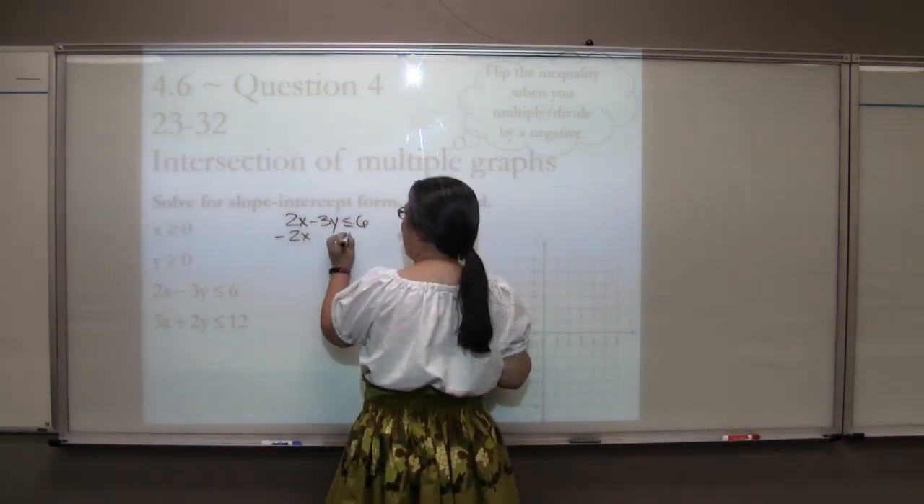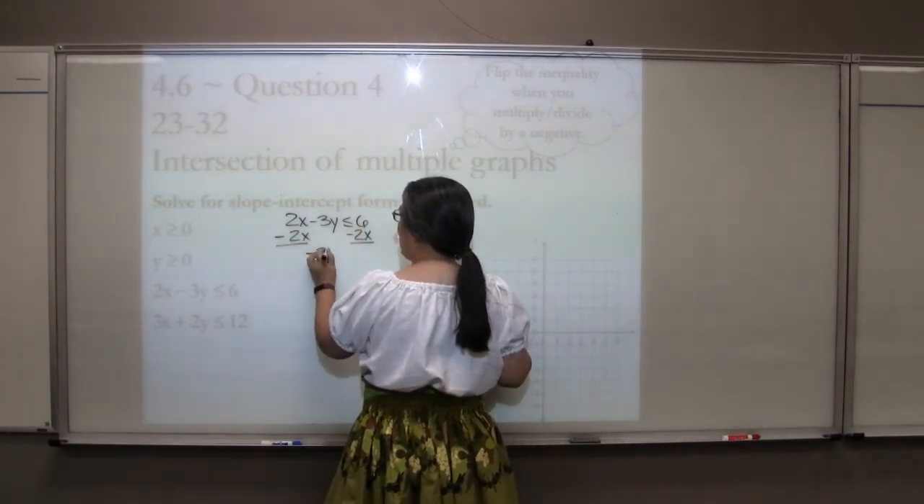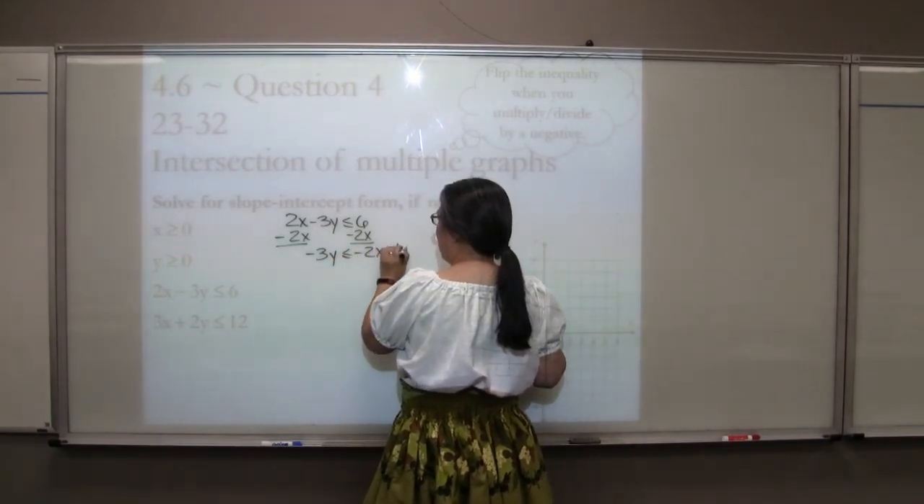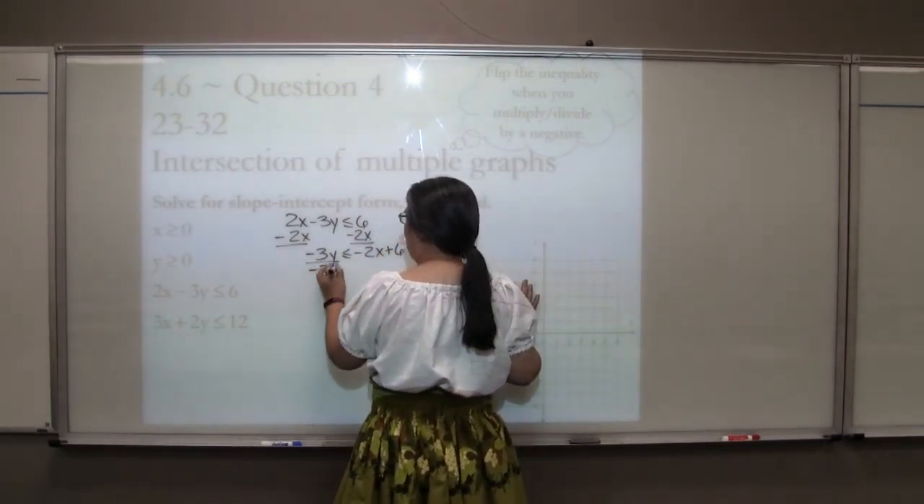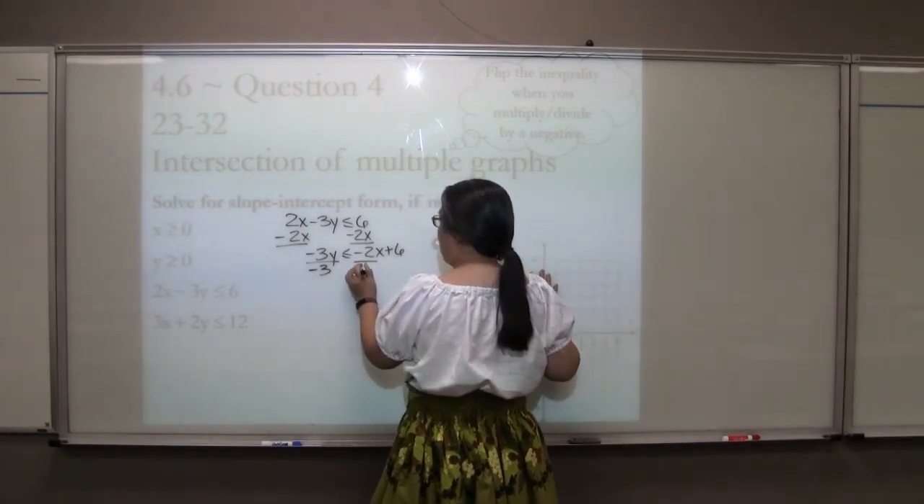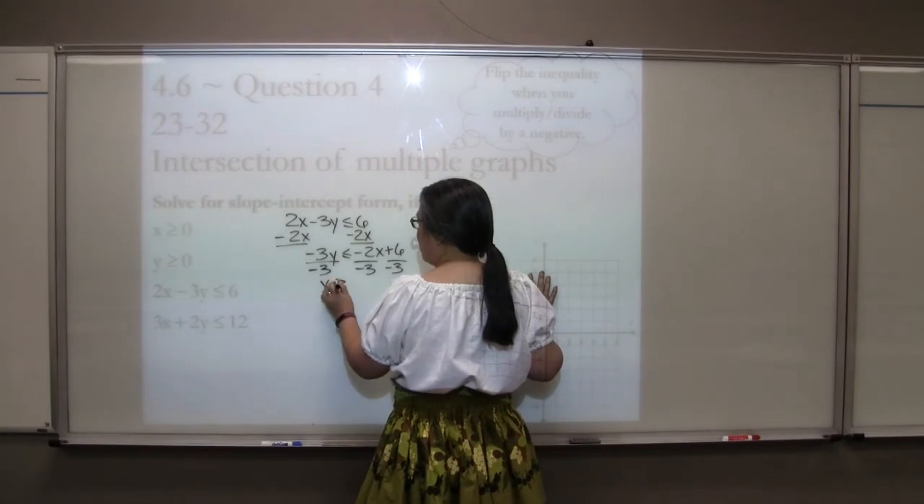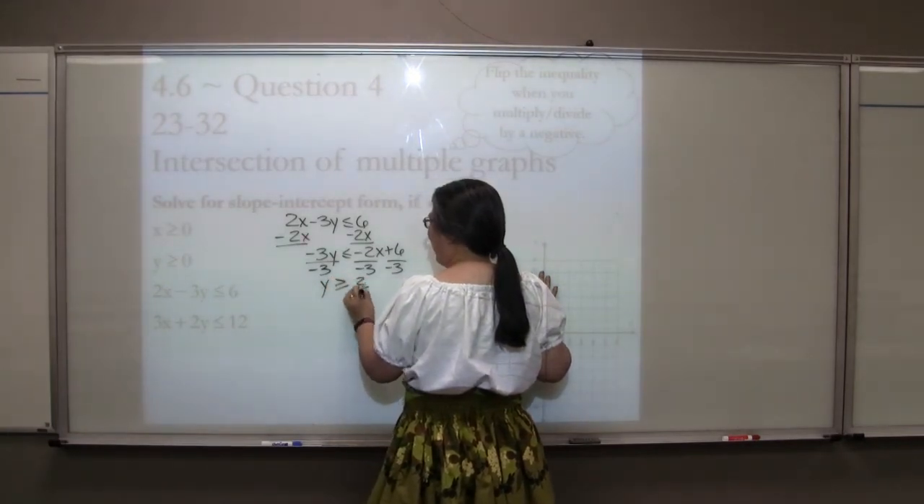Solving it! Yay! We've been solving it like this since back in Chapter 2, descending order by degree. Dividing. If you ever multiply or divide by a negative, you're going to have to flip that sign. So it goes from being a less than or equal to being a greater than or equal to.